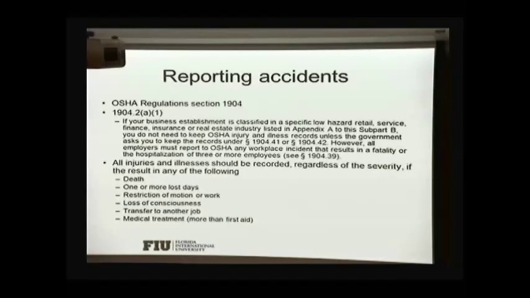All employers must report to OSHA any workplace incident that results in a fatality or the hospitalization of three or more employees. All injuries and illnesses should be recorded, regardless of the severity, if they result in any of the following: death, one or more lost days, restriction of work or motion, loss of consciousness, transfer to another job, or medical treatment that goes beyond first aid.